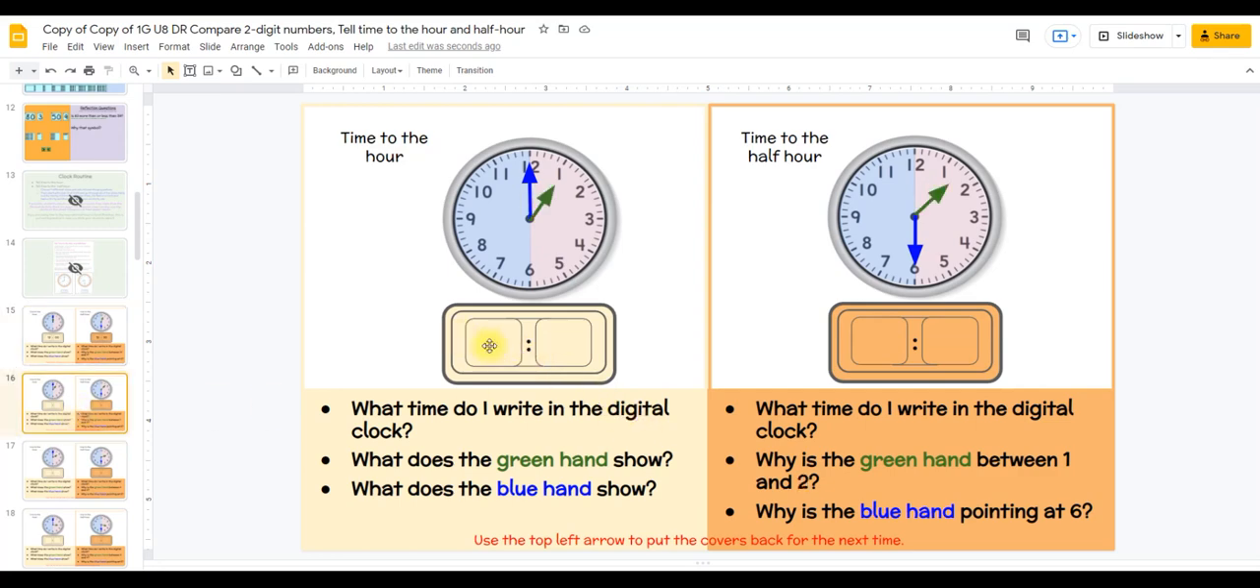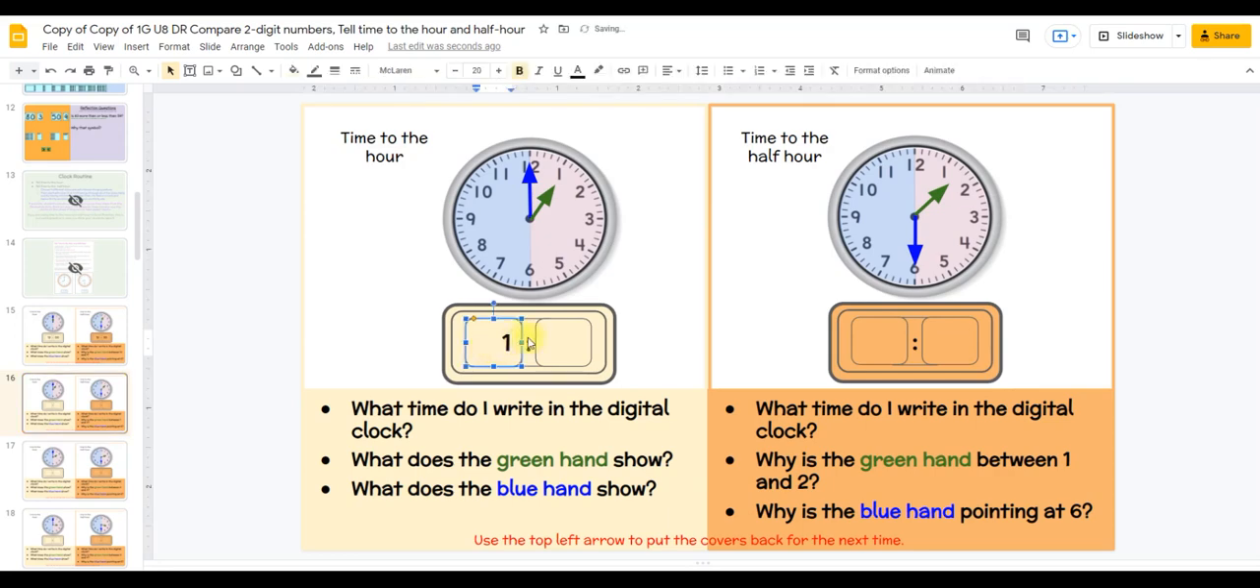So again, we would go something like this. What time do I write in the digital clock? Class, and they would say 1 o'clock. Boys and girls, what does the green hand show? The green hand is the hour. What's the hour? 1 o'clock. Boys and girls, what does the blue hand show? 12, or the blue hand shows minutes. Class, what's the minutes? Class, and they would say 0 minutes.